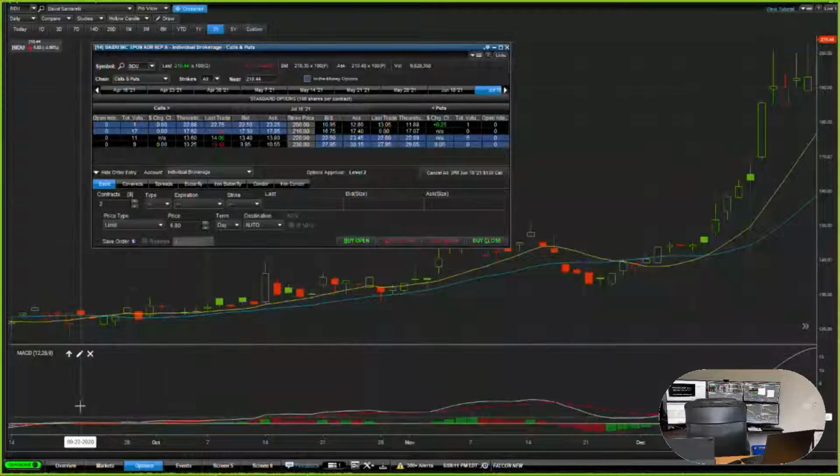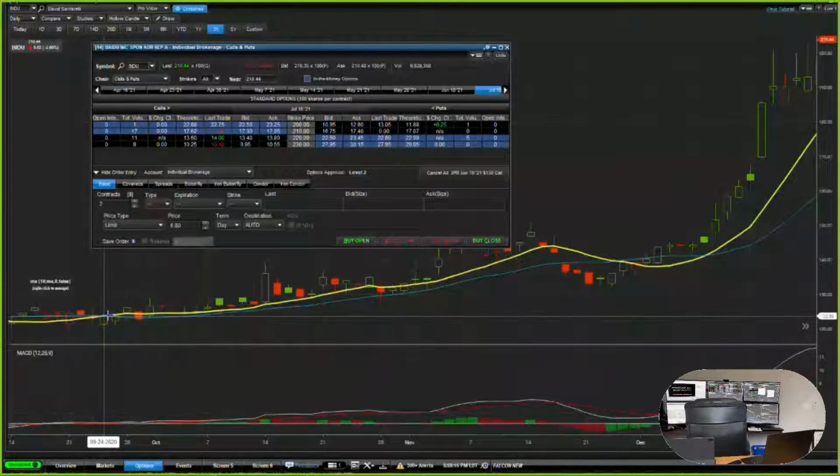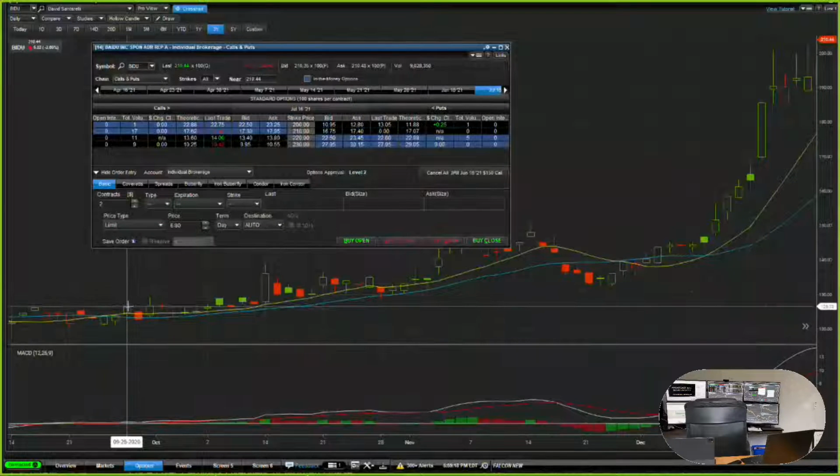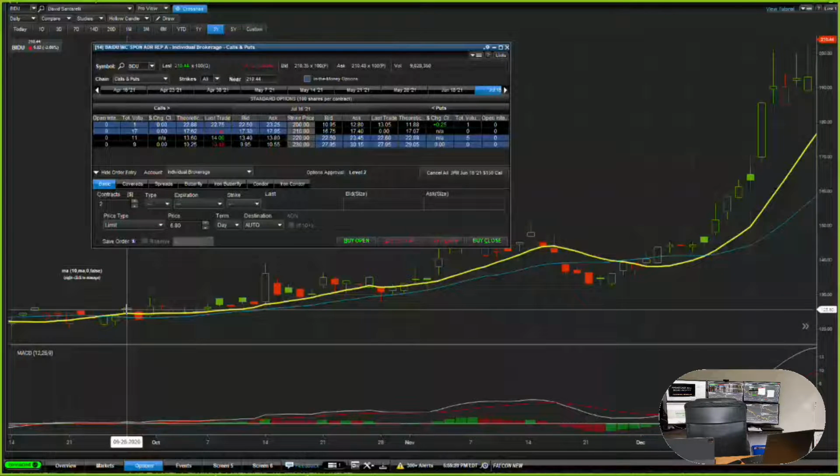Okay, so now that you've got 3 months out till expo, here was your entry. You already had your MACD cross. I can zoom into the MACD there. You had your MACD cross, you had your 10-20 cross, you had your first green candle above. Now you're going 3 months out.